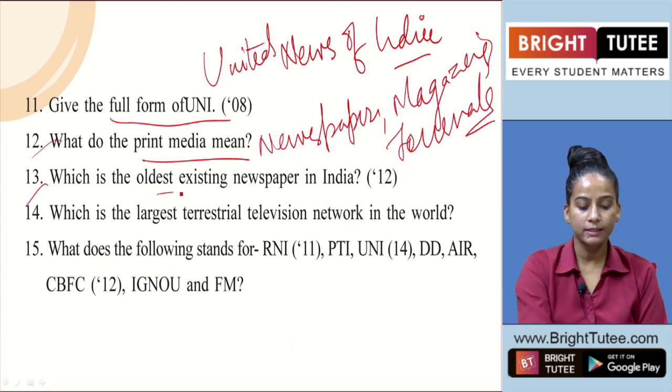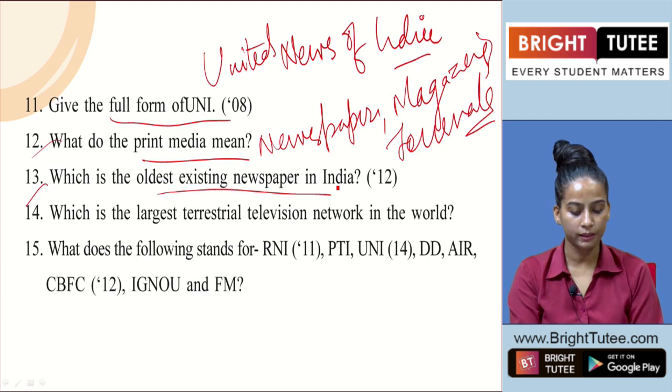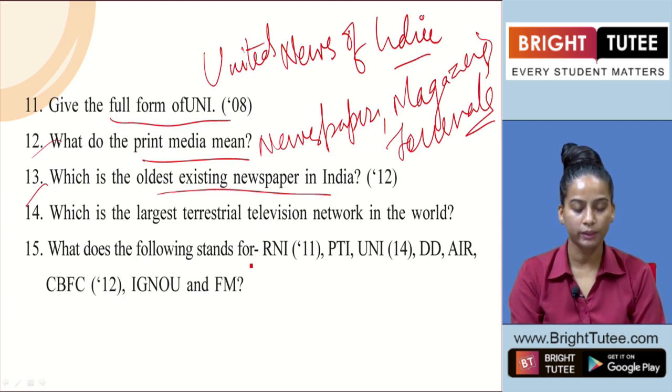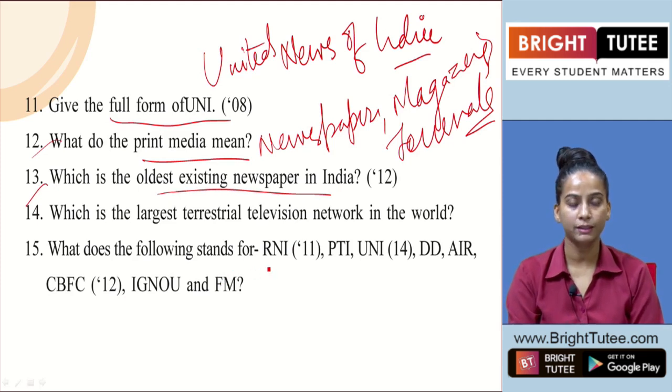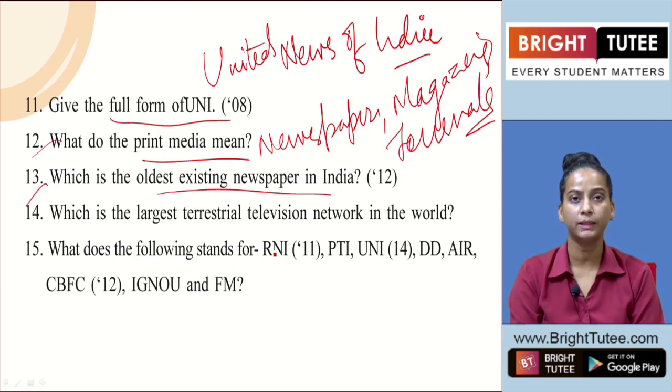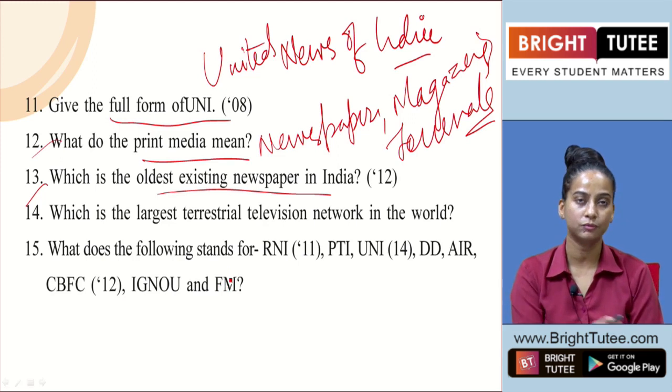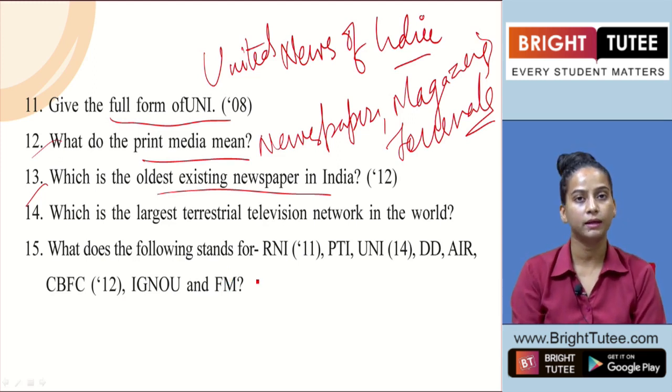Which is the oldest existing newspaper in India if we talk about? So we need to mention the oldest existing newspaper in India is Bombay Samachar, a Gujarati daily, published from Mumbai since 1822. This is one of the oldest newspapers in India.